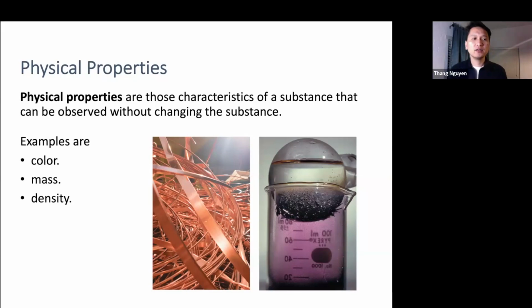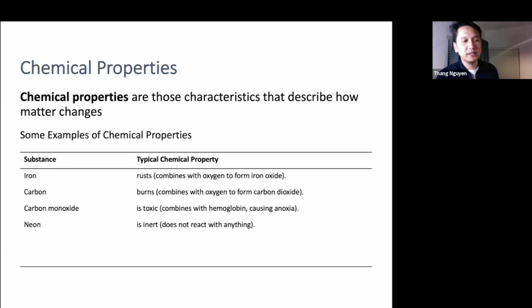Okay, and then let's talk about now some properties. The first one is called physical properties, and these are characteristics of a substance. So how you describe a substance, that's basically its physical properties. So for example, what color is it? How much mass does it have? What is its density? Basically, will it sink or will it float in water? These are all physical properties. Opposite of this is something called chemical properties. And these are characteristics that describe how the matter changes.